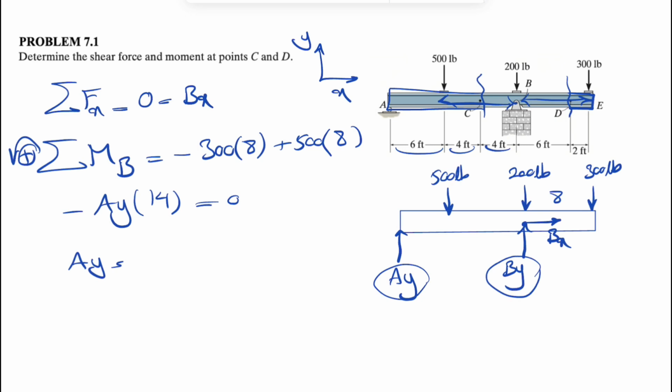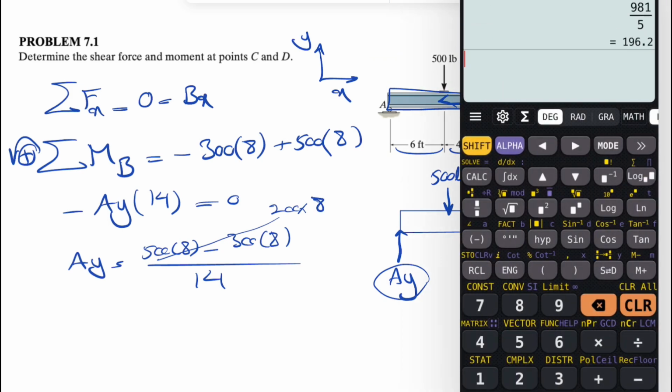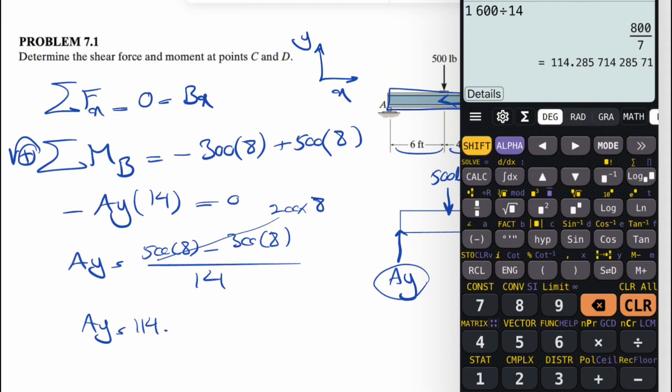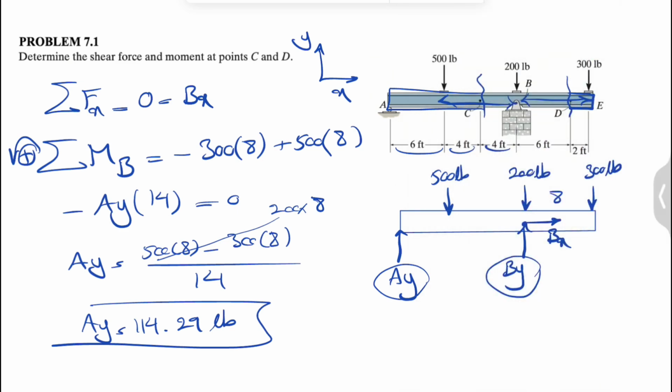AY would be 500 times 8 minus 300 times 8, divided by 14. We know this will be 200 times 8. So 1600 divided by 14, which is going to be 114.29 pounds. So that's going to be our AY.